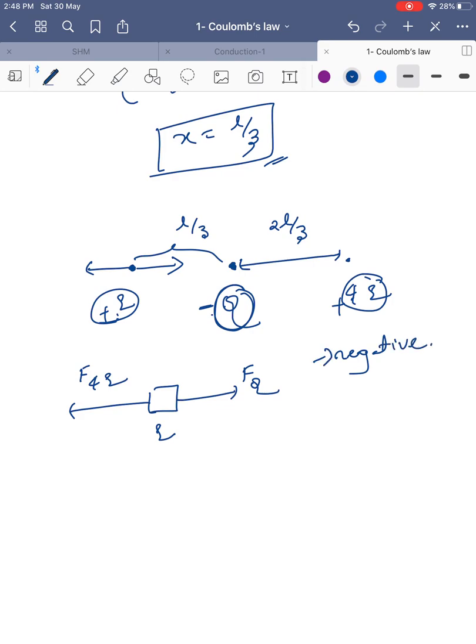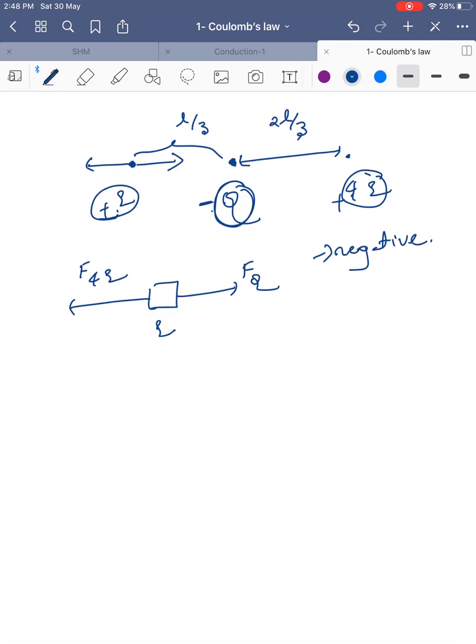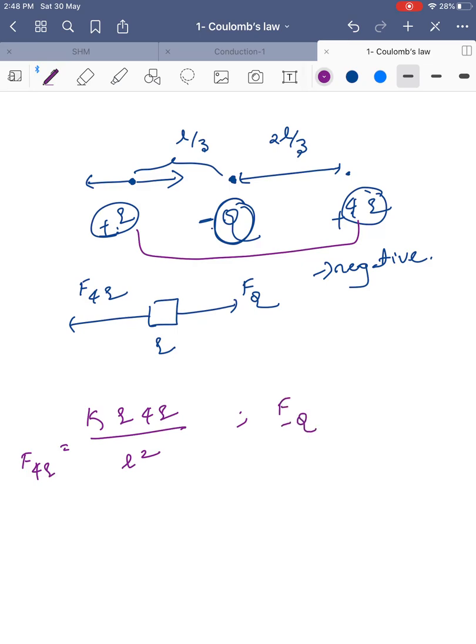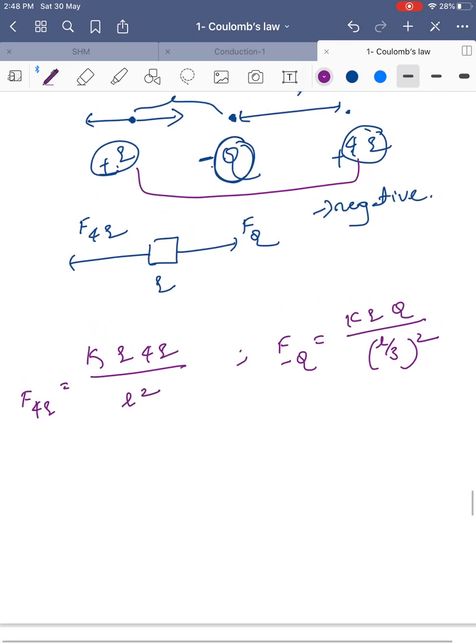That is a negative charge. So Q is not positive, Q is negative. And what should be the value of this? Let's write this. Force due to 4Q: when we solve this, Q and 4Q, the formula is K, 4Q times Q by L square. And force due to minus Q is attractive, K, Q times capital Q by (L by 3) whole square. Equate these two forces.